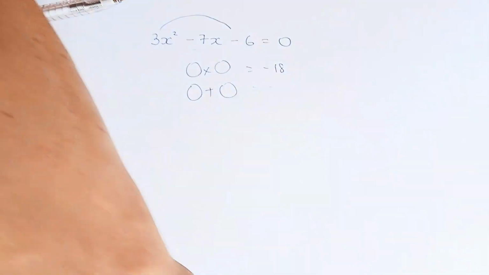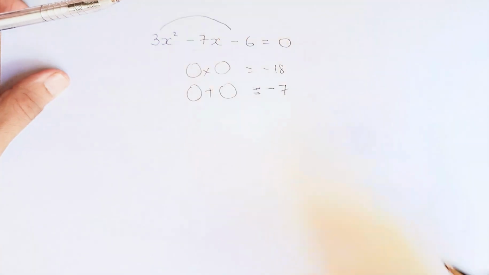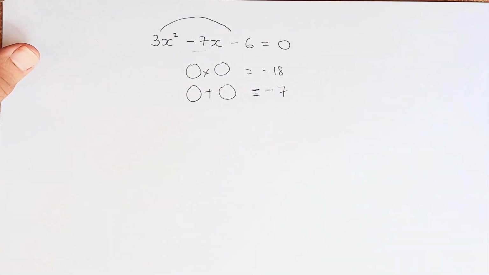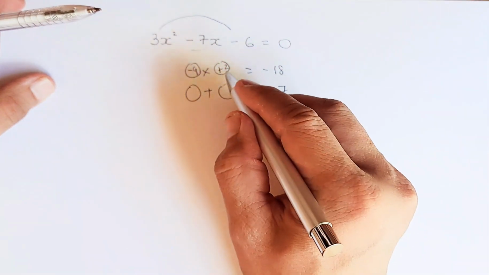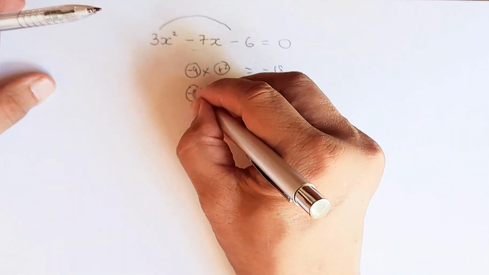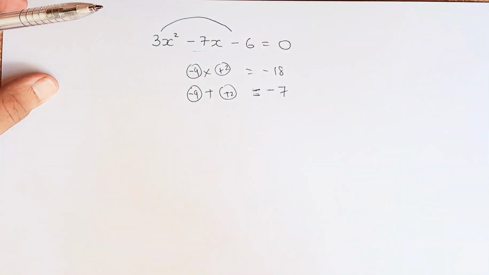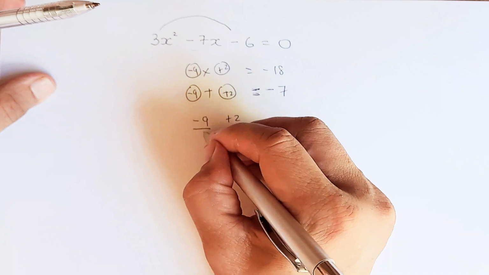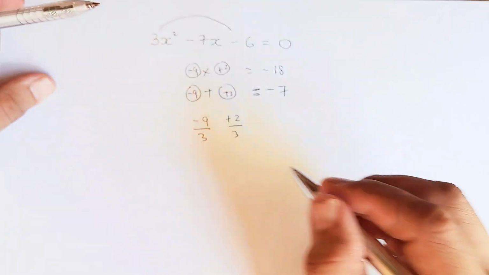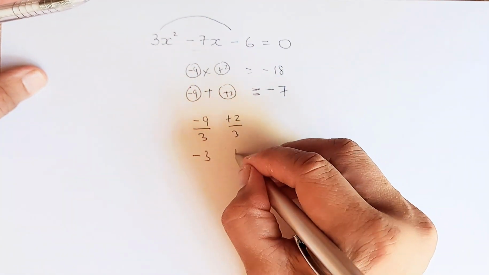My pen ran out of ink, so I'm going to continue here. We are going to find the factors, and the factors I found are negative 9 and positive 2, because negative 9 times positive 2 is negative 18, and negative 9 plus positive 2 is negative 7. But because the 3 comes in front, you must divide by 3, because a is 3. So the factors are negative 9 over 3, which is negative 3, and positive 2/3.